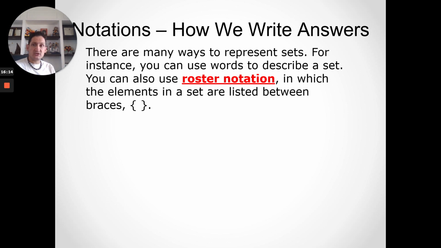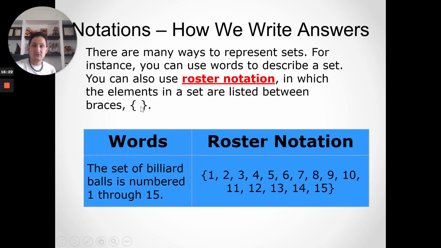Well, roster notation, all it does is it says, take those braces and just list everything in between the braces. So those are all the billiard balls. I just listed them. How many billiard balls are there? 1 through 15. List them all in braces. That's more like parentheses. I don't know how to do braces with my hands. It's weird. Hey, braces: 1, 2, 3, 4, 5, 6, 7, 8, 9, 10, 11, 12, 13, 14, 15. Boom, done. So that's roster notation. It's really very simple, but it's kind of limited, to be honest with you.